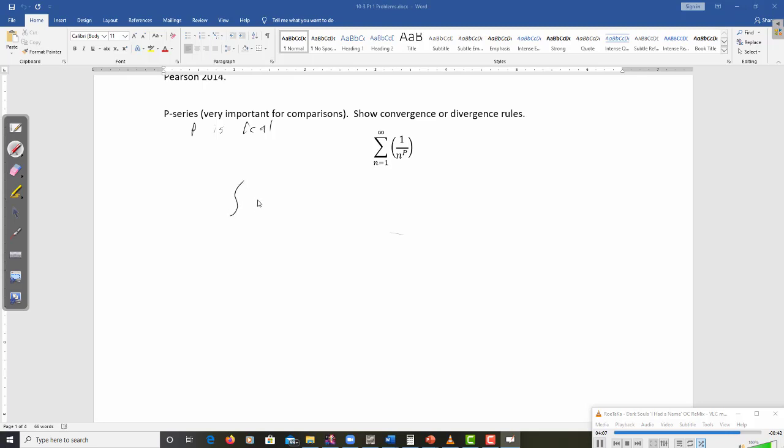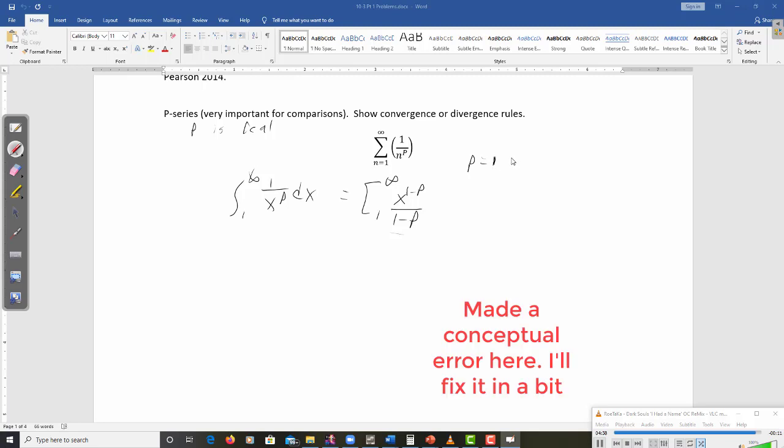But in any case, let's go ahead and do this. If you look at the integral from 1 to infinity of 1 over x to the p dx, well, this is x to the negative p, so plus 1 over 1 minus p. Well, then you can see what you need. If p equals 1, it's undefined.